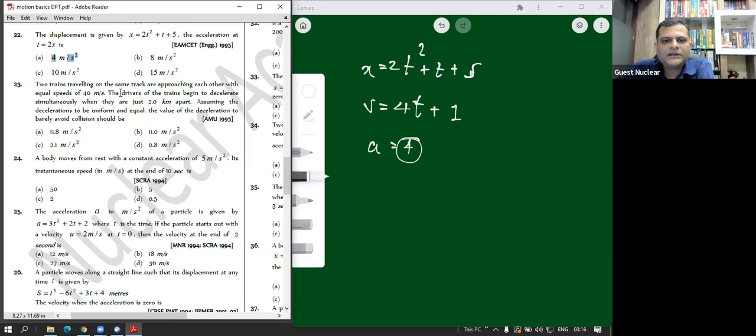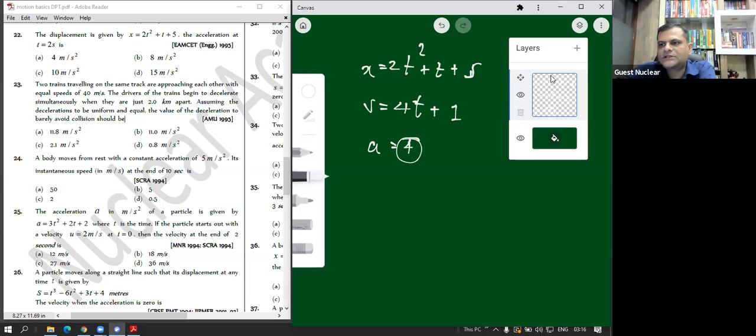Yes, the trains traveling on the same track are approaching each other with equal speeds of 40 meters per second. The drivers of the trains begin to decelerate simultaneously when they are just 2 kilometers apart, assuming the decelerations to be uniform and equal. Okay, the value of deceleration to barely avoid collision should be. अब देखो ये एक इंटरेस्टिंग क्वेश्चन है, हम ये सॉल्व कर सकते हैं आराम से.